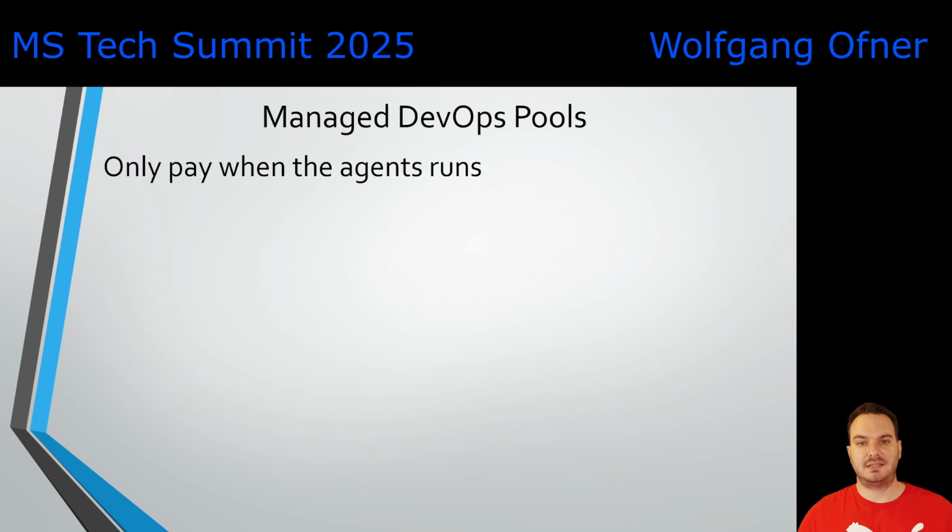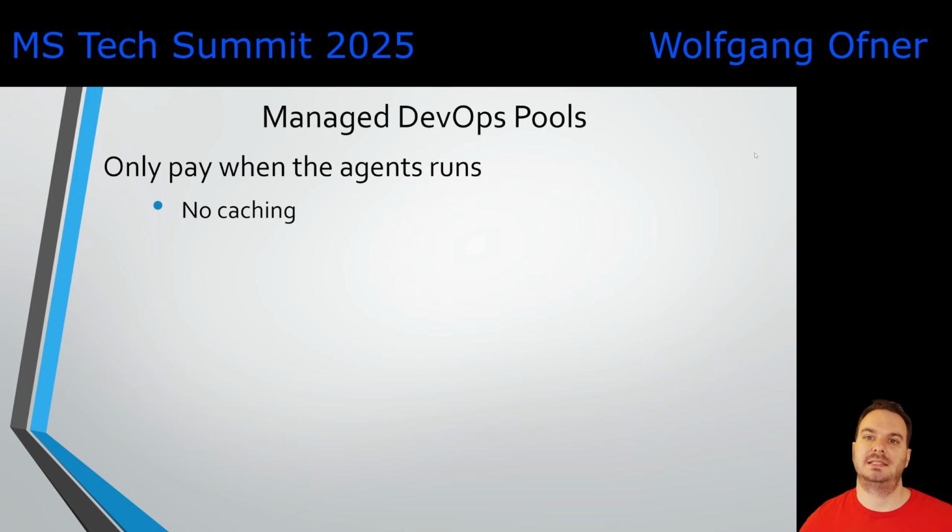Another advantage, as I said, is the costs. If I have an agent in a Managed DevOps pool, I only pay for the VMs of this pool when the agent is running. This is great from a cost perspective, but it also comes with two downsides.